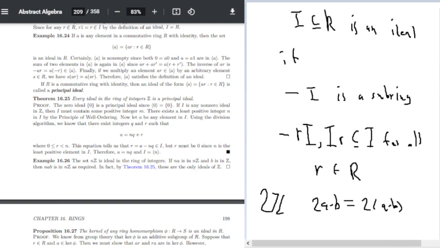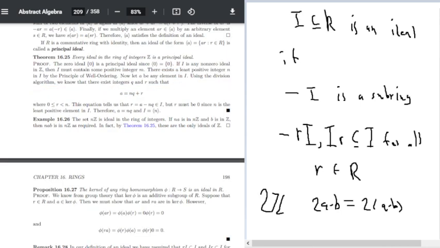So if R is a commutative ring with identity, then an ideal of the form ⟨a⟩ is called a principal ideal. Later on, it should be important to note that there are some domains where not every ideal is principal, and there are some domains where every ideal is principal. So this idea will come back later in more detail.